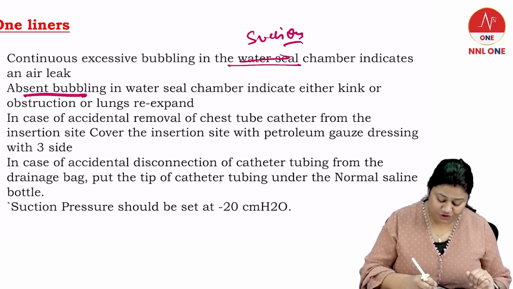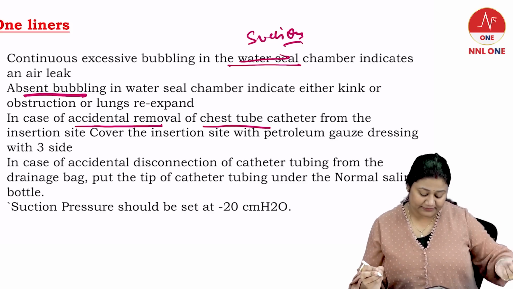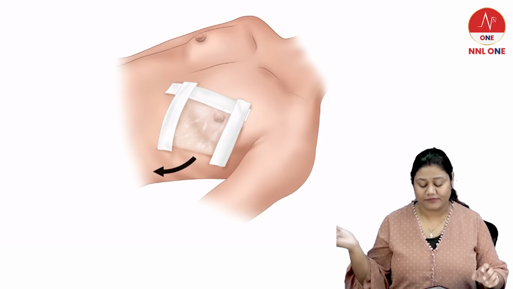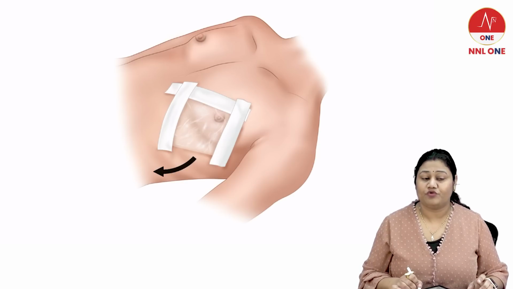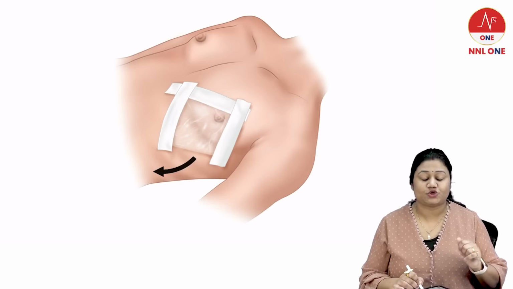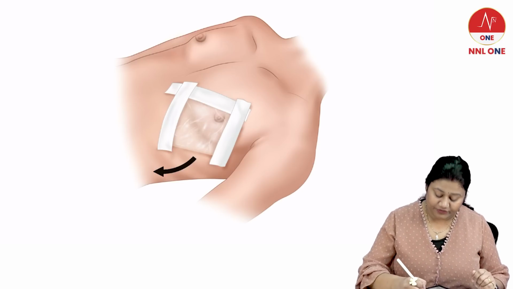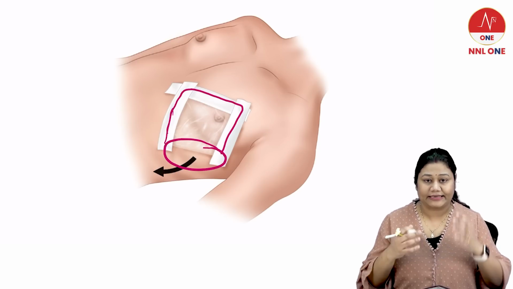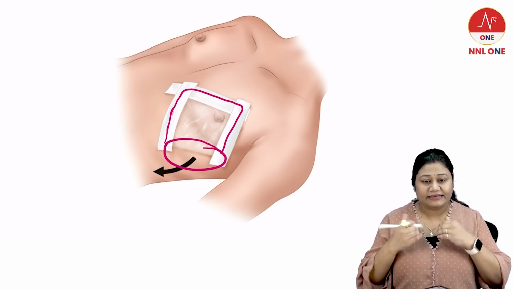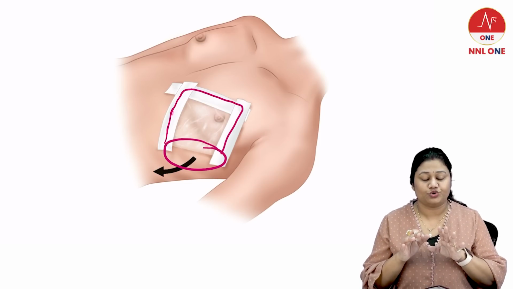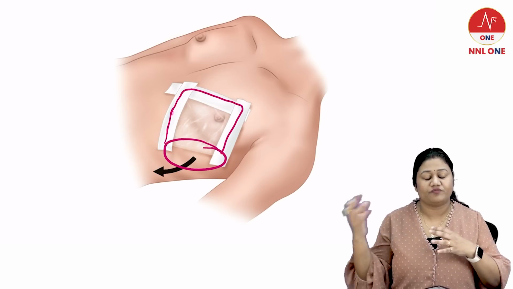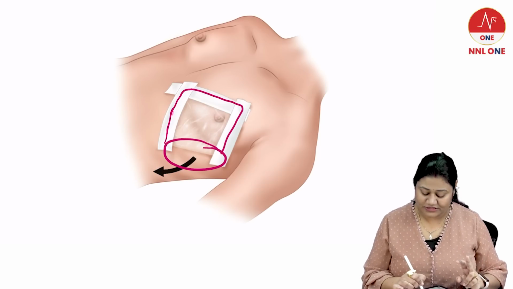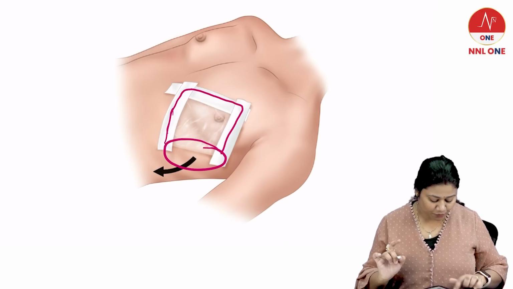In case the chest tube catheter is accidentally removed from the insertion site, what do we do? If the chest tube is removed or dislodged from the insertion site, with the help of a sterile glove, we will cover the wound with petroleum gauze dressing and we will fix the dressing with only 3 side adhesive. One side should remain open, so that in case of tension pneumothorax, the air can escape from the lungs. If the air accumulates, the patient will have further mediastinal shift. So always remember, 3 side occlusive dressing, you have to secure it, and one side should be open.